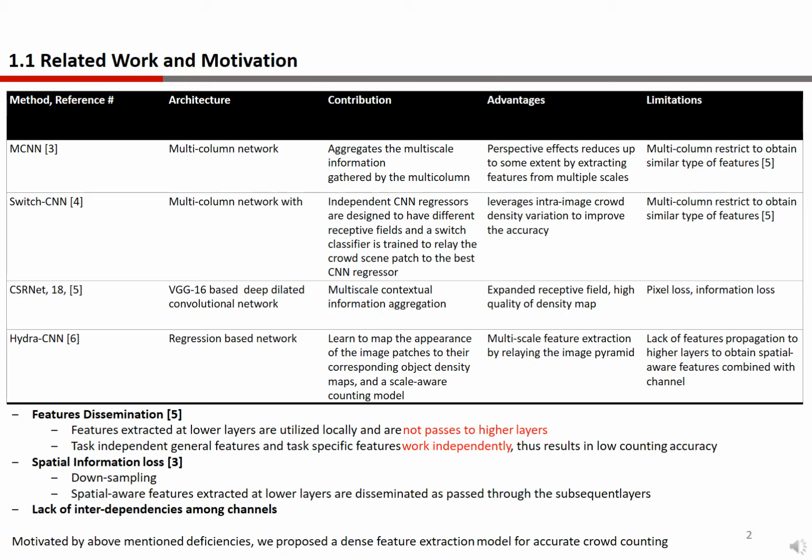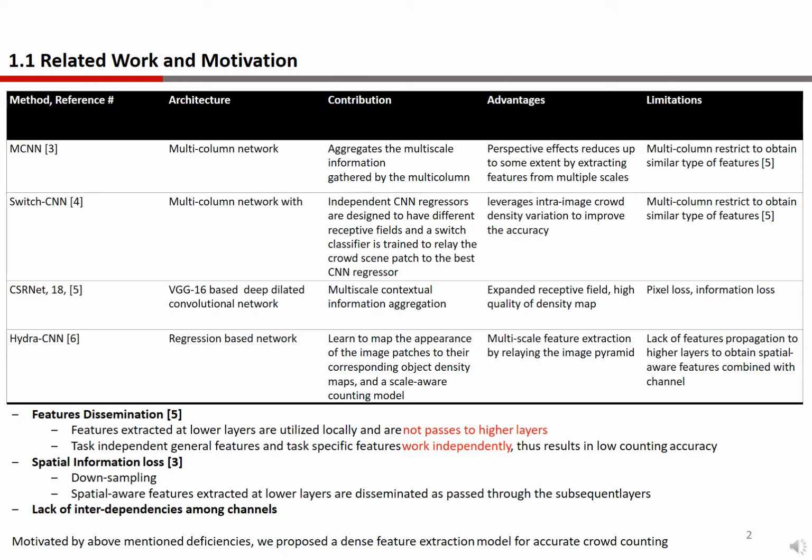Inspired from MCNN, Switch CNN is proposed. It is also a multi-column network with an addition of a switch, which basically relays the patch to a particular regressor which is already trained on different image patches. Like one regressor is trained on low, another on medium, and the next on high density image patches. However, it also restricts to obtain the similar type of features.